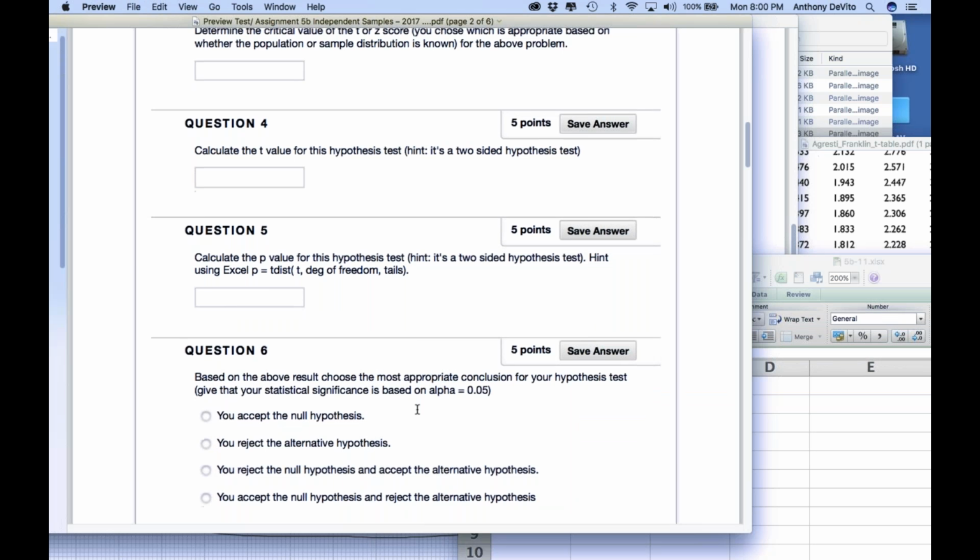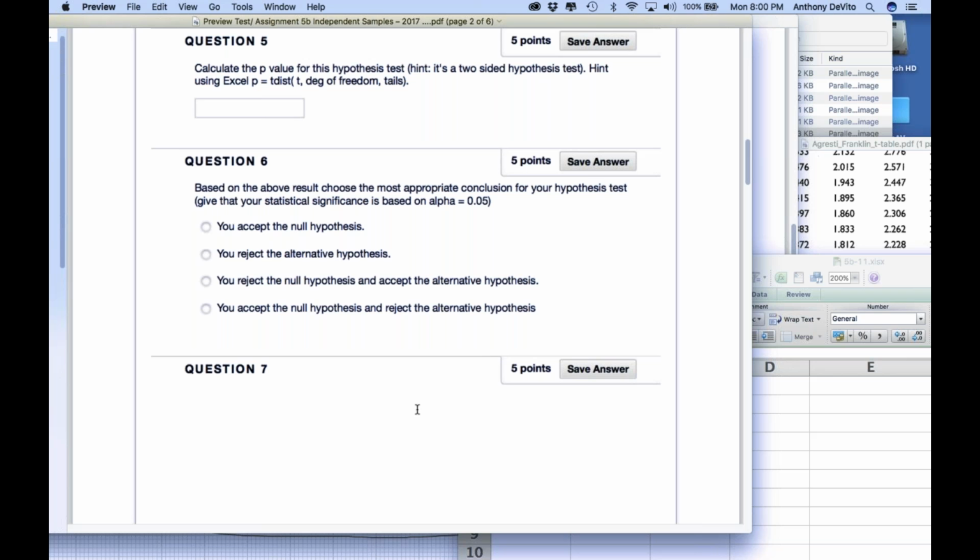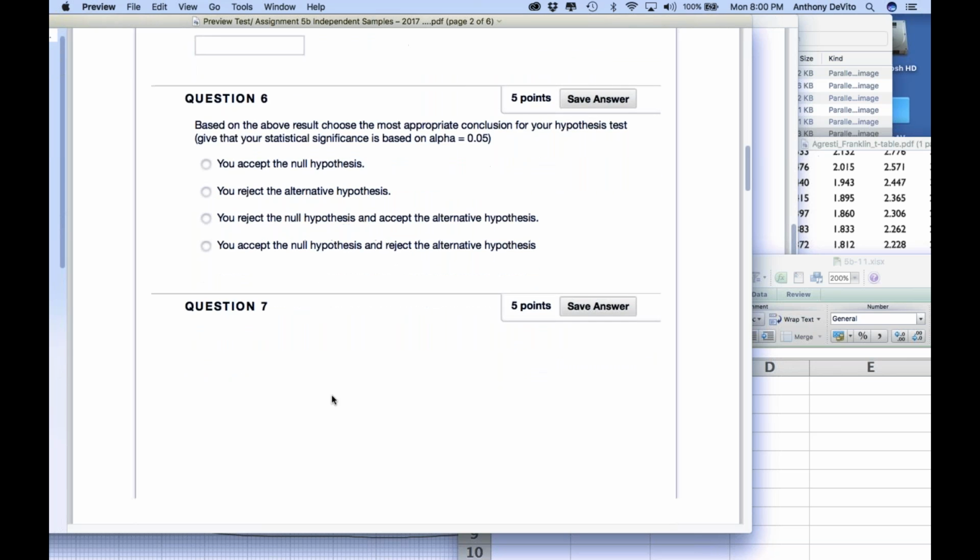Okay, so number 6, based on the above, would you accept your null? You're going to reject your null hypothesis and accept the alternative hypothesis.